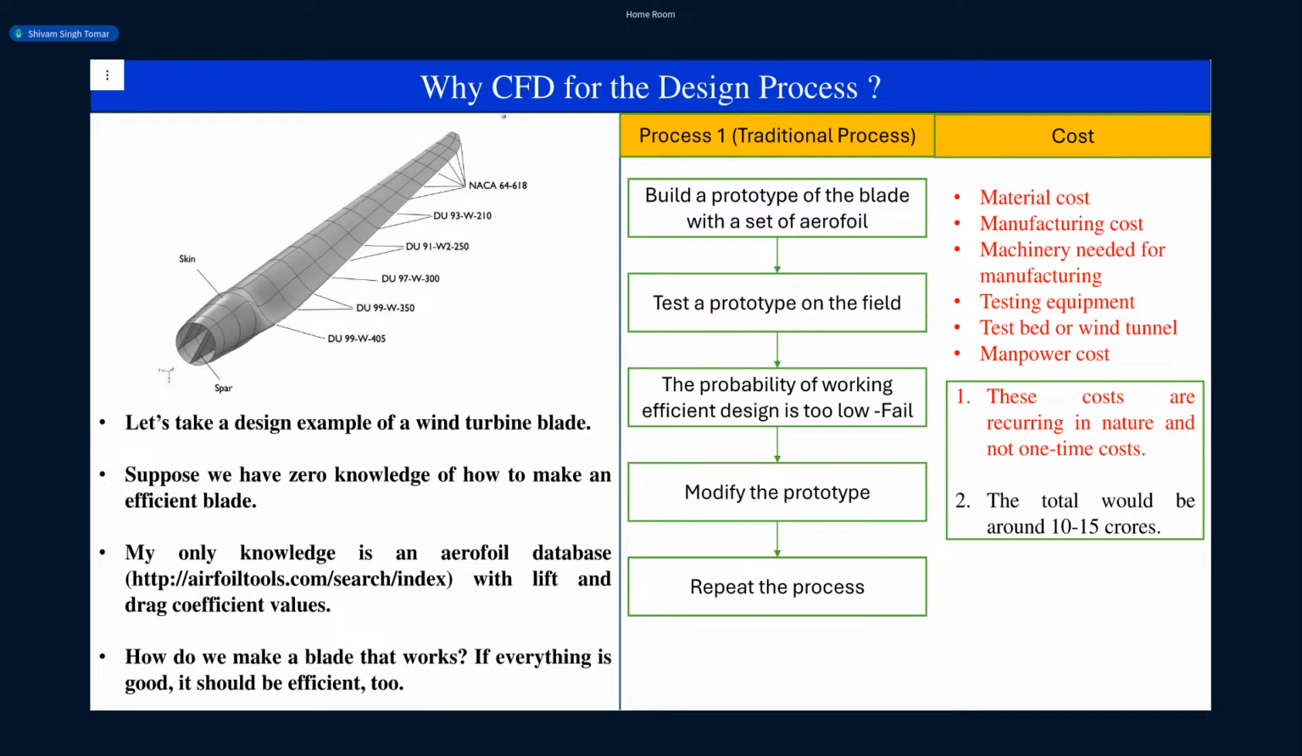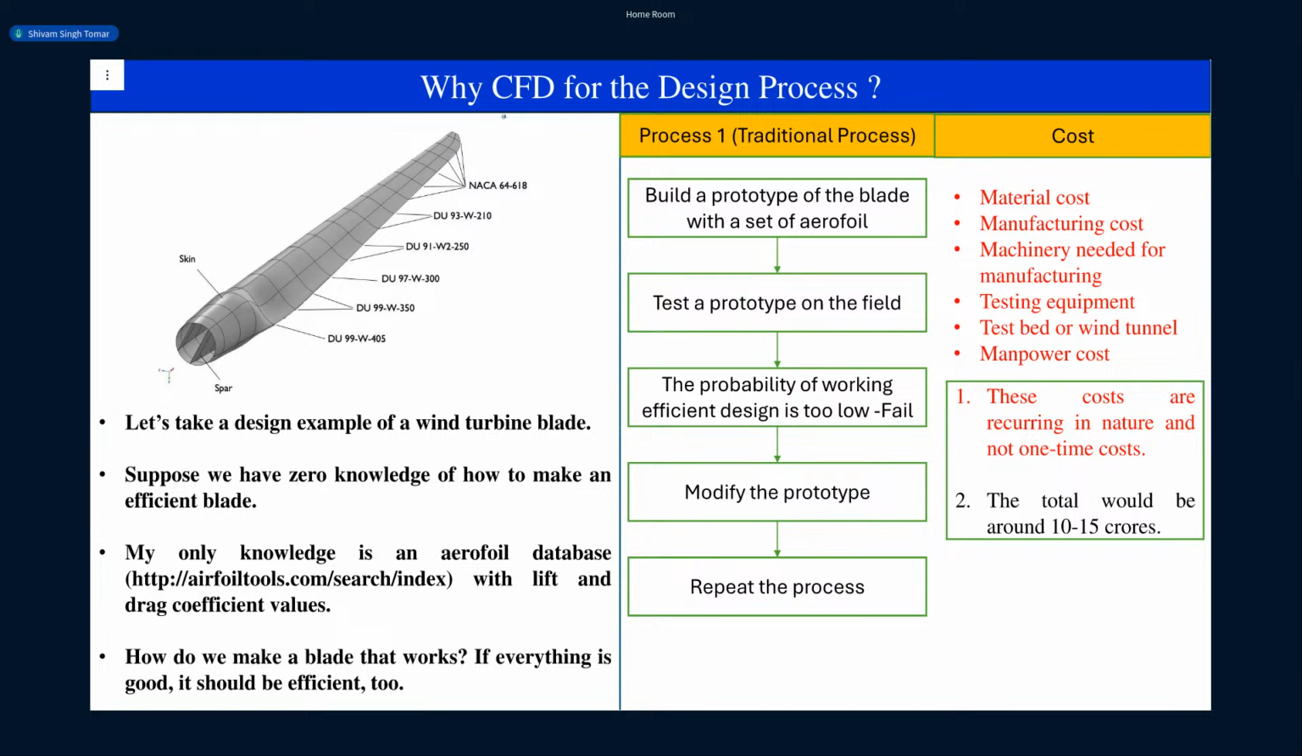Suppose, for example, I have to make a blade out of only one aerofoil. You will be seeing the lift and drag coefficient, and from that you will get the torque coefficient in a wind turbine blade. There will be thousands of such aerofoils and thousands of such combinations. Not even thousands, millions of combinations, right? Suppose we have zero knowledge of how to make an efficient blade, and my knowledge is only of the aerofoils. So how do we design a blade which actually works? First of all, this is the question.